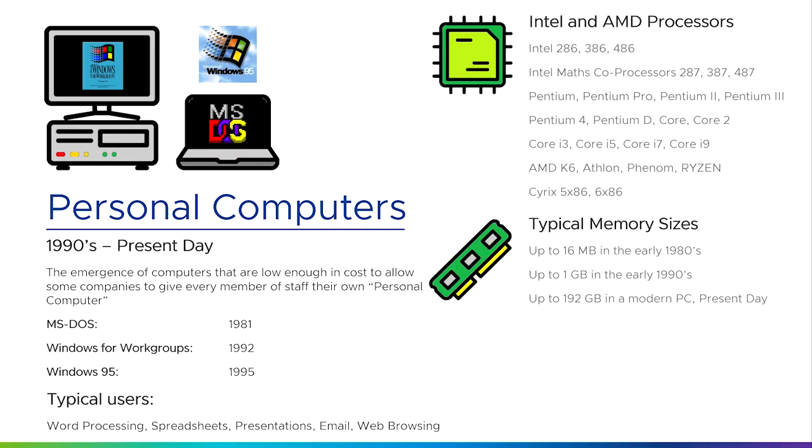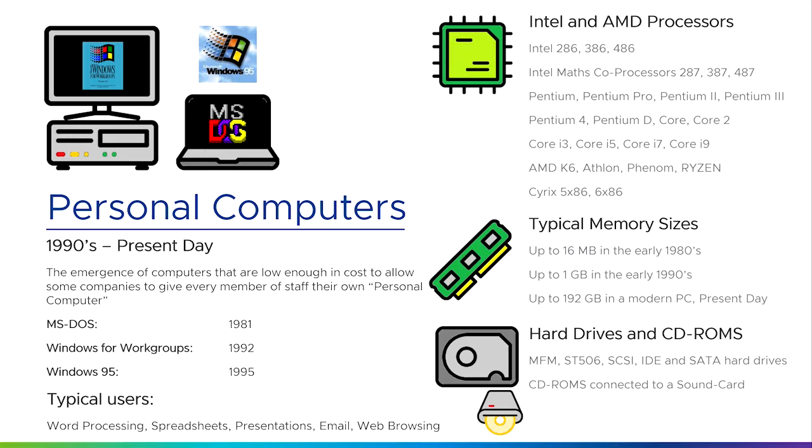Memory in a personal computer, typically in the 1980s, you might have up to 16 meg of RAM, maybe up to a gig in the 1990s. And in a modern day PC, it's not unusual to see some workstations or heavily used PCs having up to 192 gig of RAM.